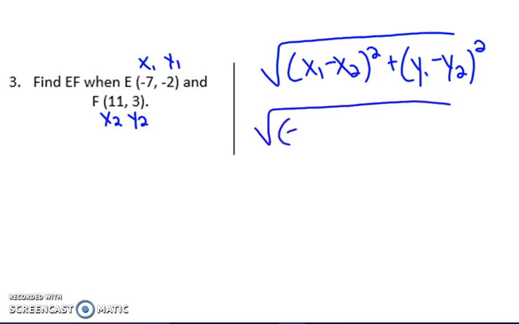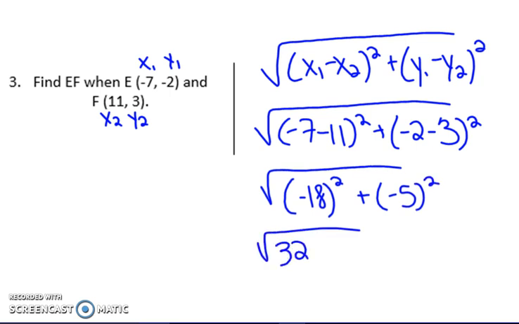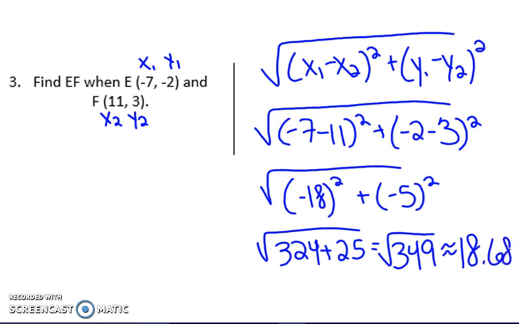So now I have the square root of -7 minus 11 squared, and -2 minus 3 squared. Well, this gives me a square root of -18 squared plus -5 squared. That becomes 324 plus 25, which gives me the square root of 349. And that is approximately 18.68.